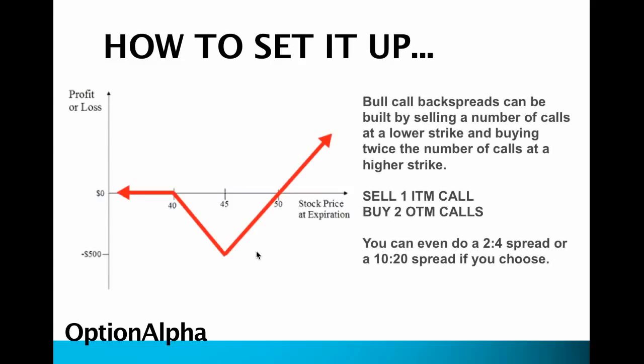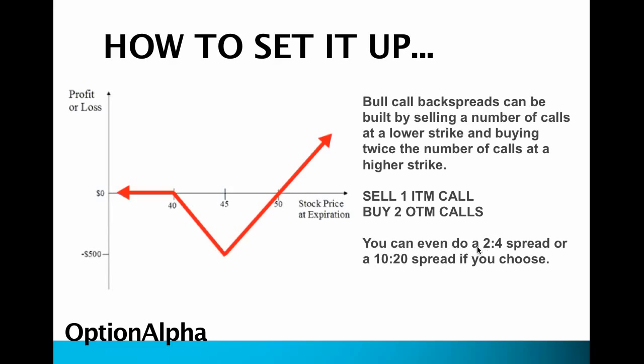So how do you set this up? Well, it's a little bit more complex than your average run-of-the-mill strategy. But all you're going to do is basically sell a number of calls at a lower strike and buy twice that number of calls at the higher strike. So in our example, we're going to sell one in the money 40 strike call, and we're going to buy two out of the money 45 strike calls. Again, you just want to buy twice as many as you sell.